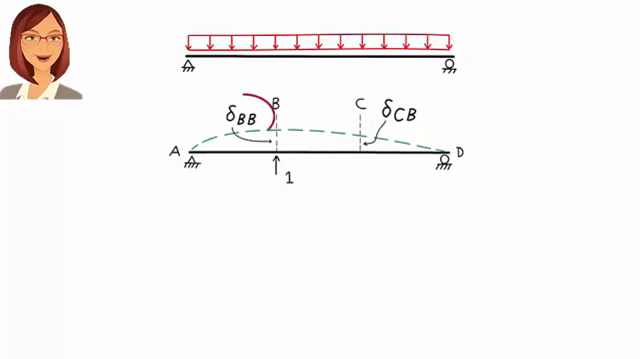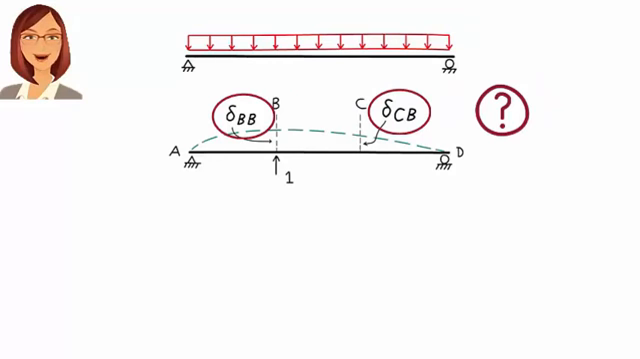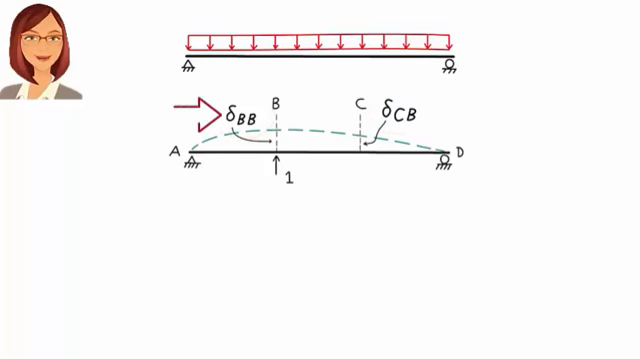Why am I using a double subscript notation for these displacements? Because I want the symbol to denote the location of the displacement, as well as the location of the unit load causing the displacement. So this refers to the displacement at B due to a unit load applied at B, and this refers to the displacement at C due to a unit load applied at B. The first subscript points to the location of the displacement. The second subscript indicates the location of the unit load that has caused the displacement.